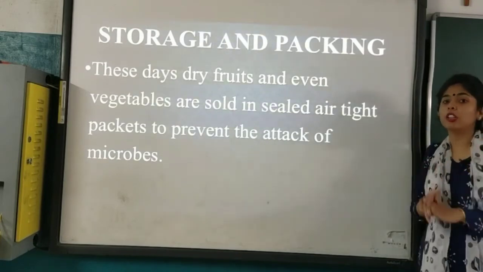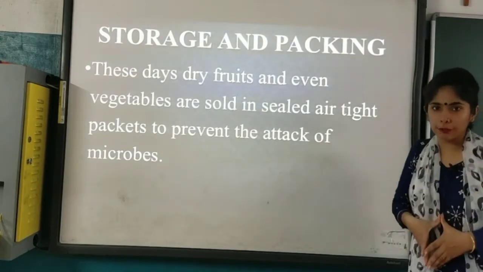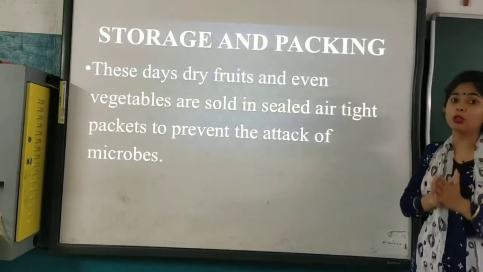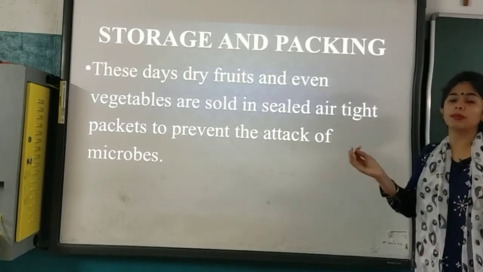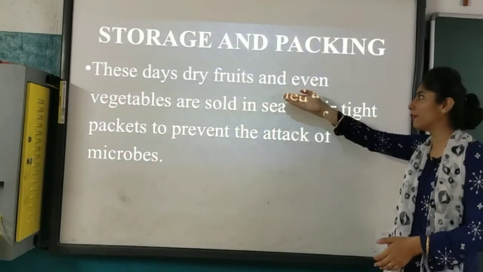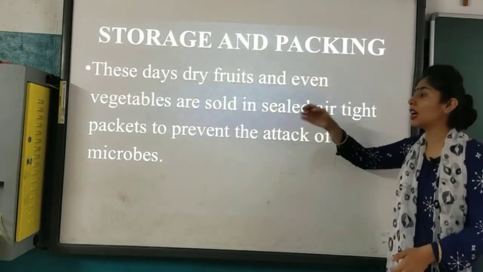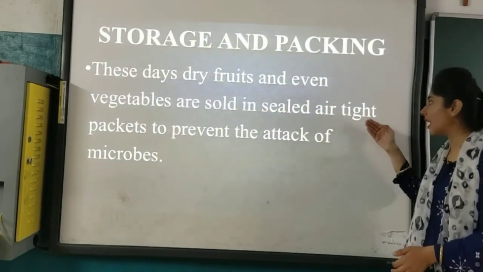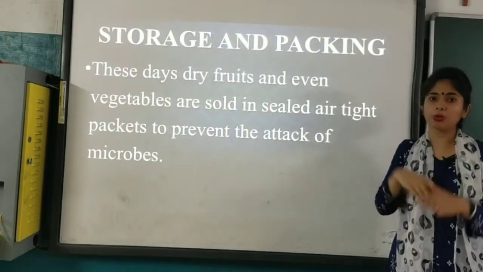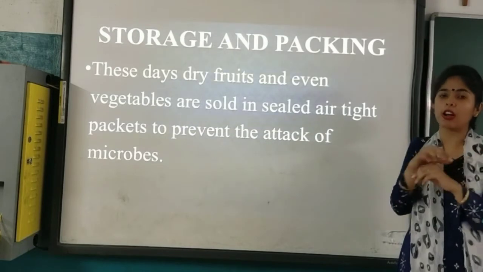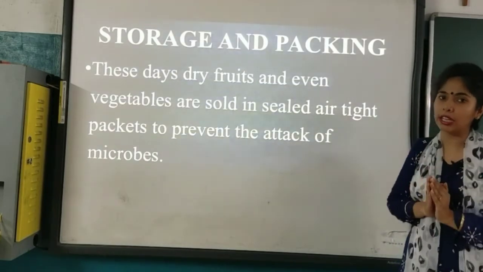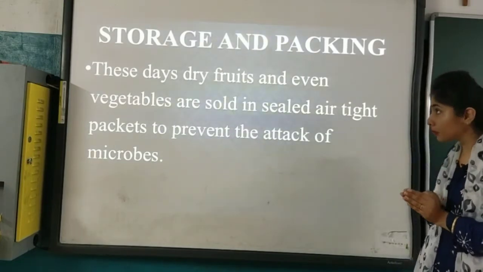Okay, now we know how to preserve food. Now the most important thing is how to store the food so that microorganisms don't attack it. These days, dry fruits and even vegetables are sold in sealed airtight packets to prevent the attack of microbes. There is a zip type structure on the polythene bag so that microorganisms cannot attack the food.